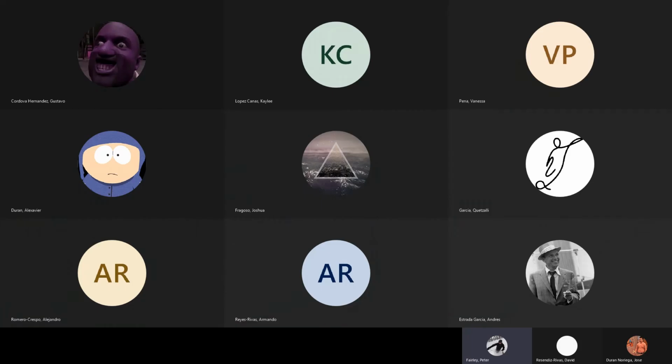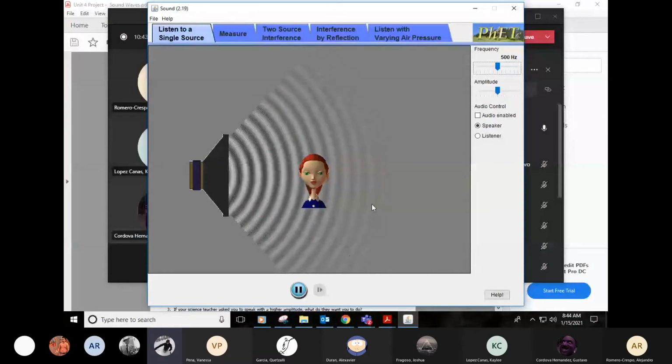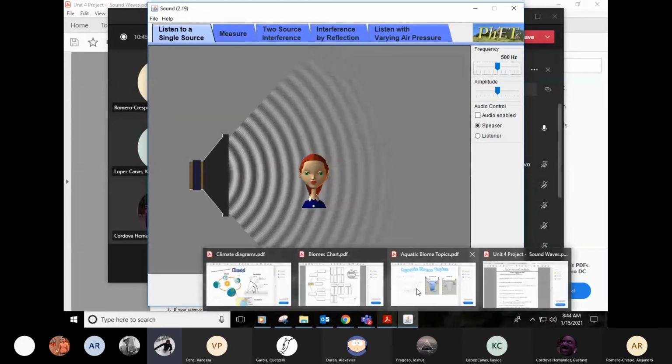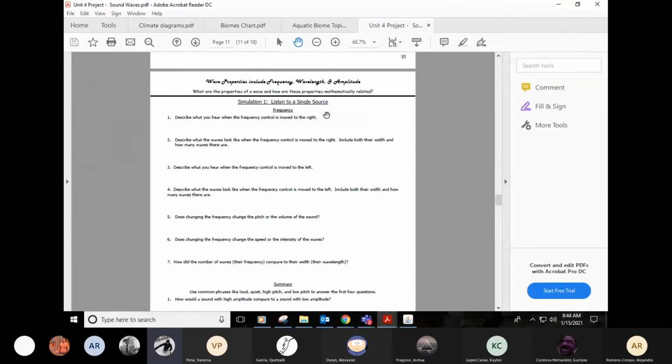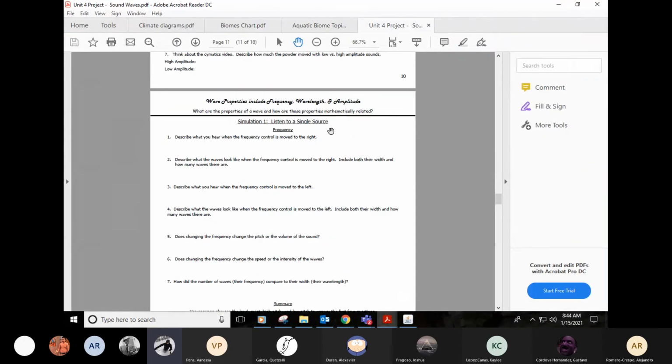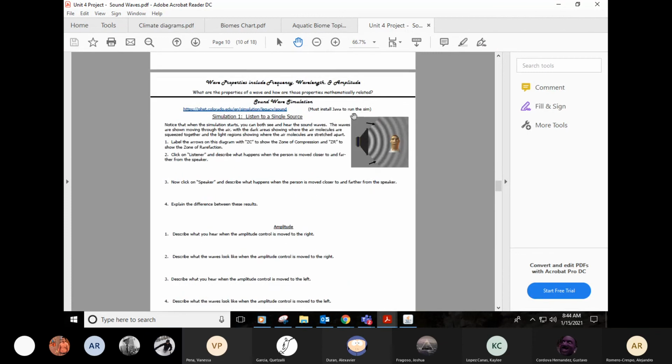We've done several things with the sound simulation, starting with just figuring out what's going on here. Here's the sound waves, the zone of compression and the zone of rarefaction.